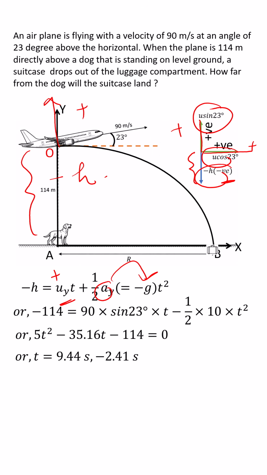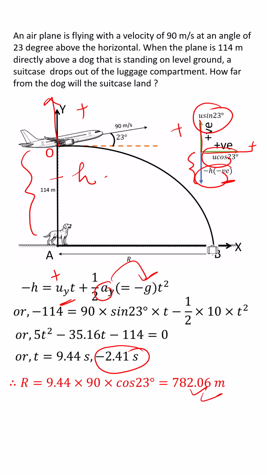We get t equals to this much. The negative value is discarded. R equals to this much, 782.06 meters.